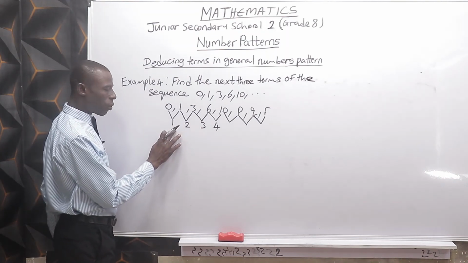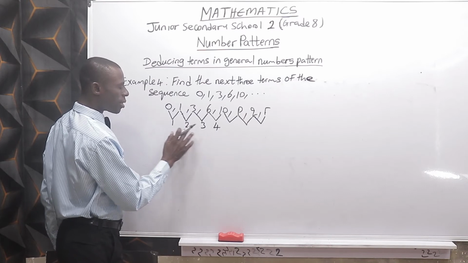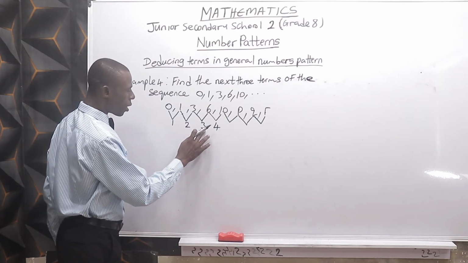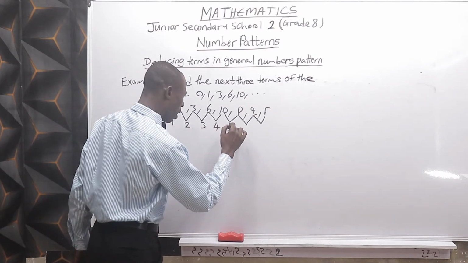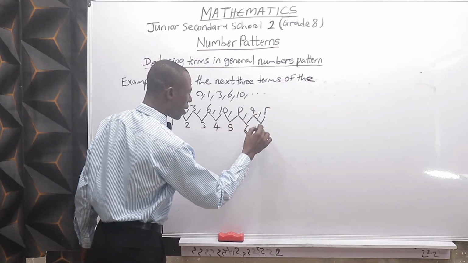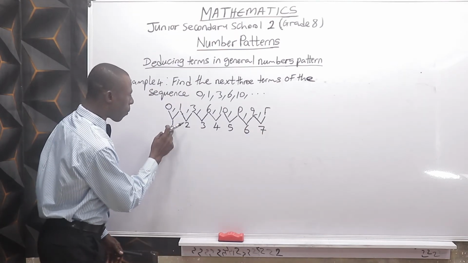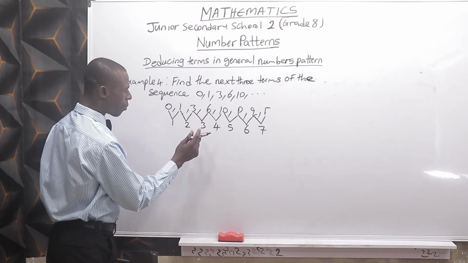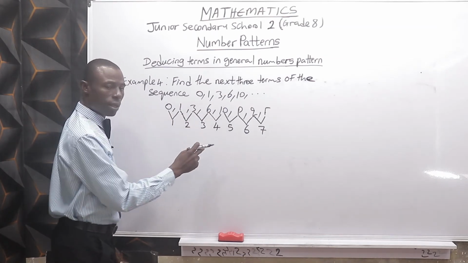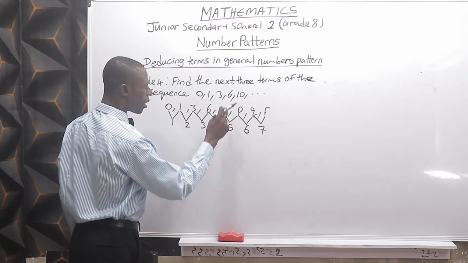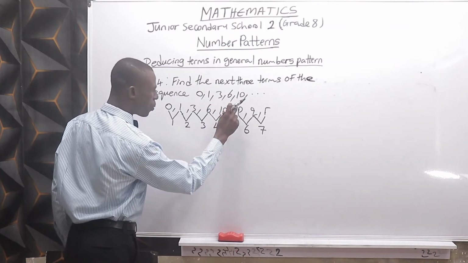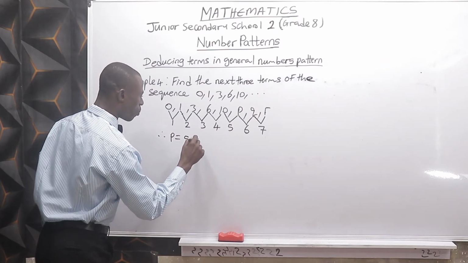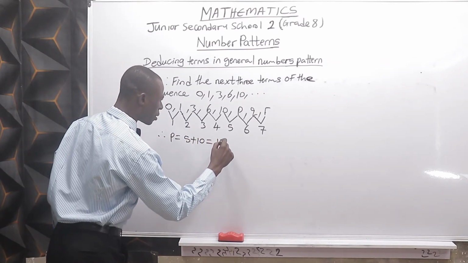You can see that the sequence underneath here is the sequence of natural numbers. 1, 2, 3, 4. Definitely the next will be 5, followed by 6, followed by 7. And 1 plus 0 gives 1. 2 plus 1, 3. 3 plus 3, 6. 4 plus 6, 10. 5 plus 10 gives p. Therefore, p equals 5 plus 10, which is 15.